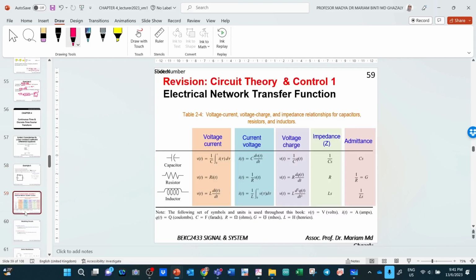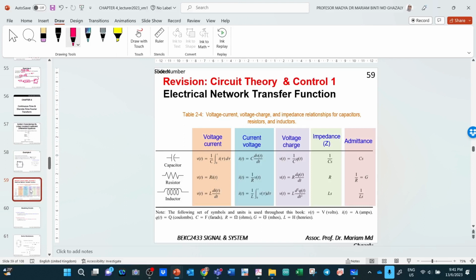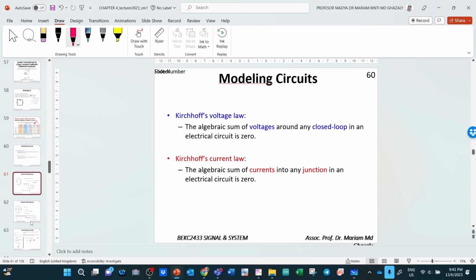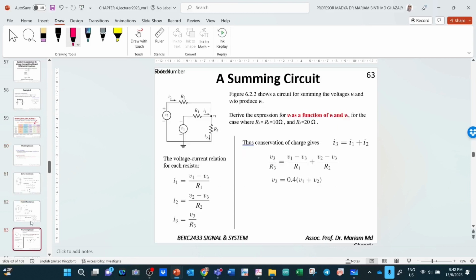Just go through the slides I have here, the revision of circuit theory and control 1. If you're taking control 1, it should be almost similar. But please focus on the impedance, because we are mostly using the impedance Z value. You can also go through the voltage and current equations and so on. This is just a recap or revision of circuit theory.